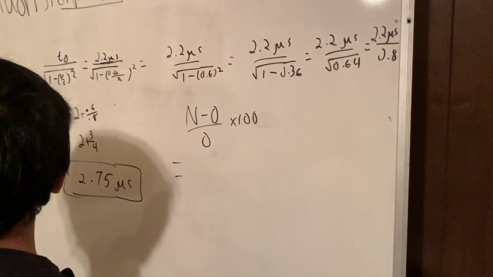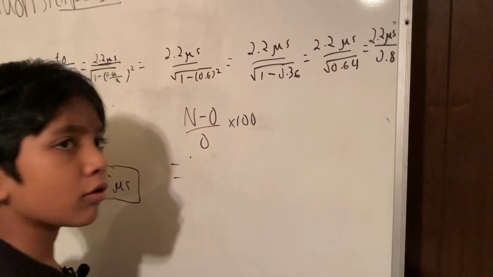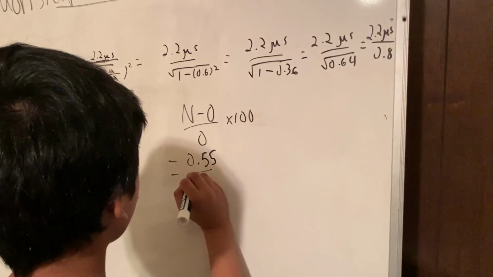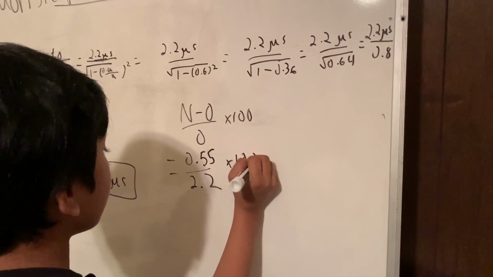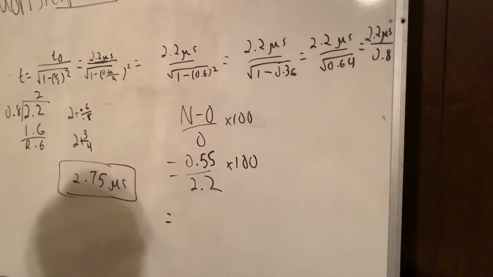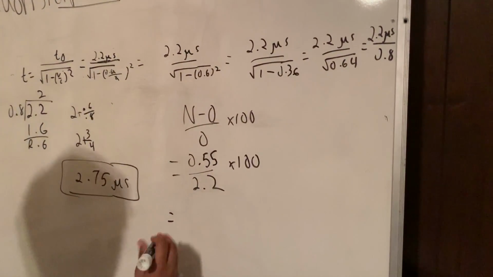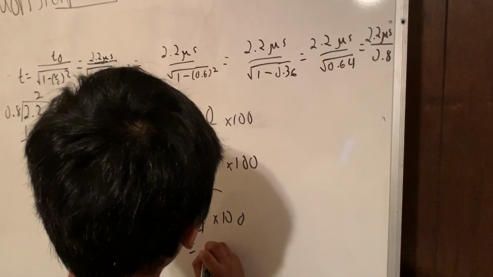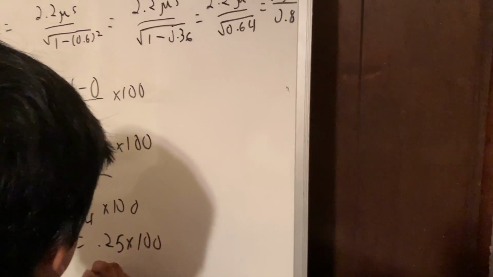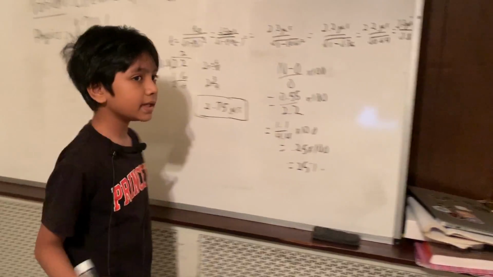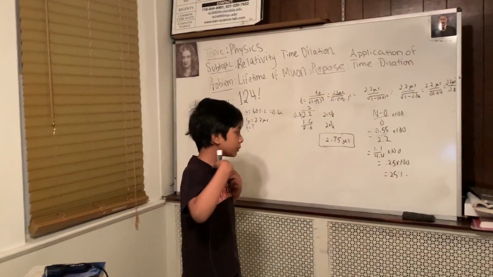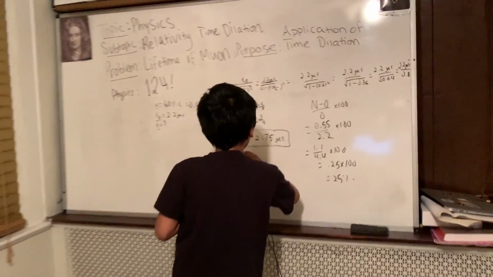New is equal to, okay, so our new one is 2.75. Our old one is 2.2. That's just going to give us 0.55. 0.55 over our old one, 2.2, times 100 is going to be equal to 1.1 over 4.4 times 100, which is equal to 1/4, or 0.25, times 100, which is equal to 25%. So that means that the muon's lifetime has a multiplier of, oh my god, 125%.